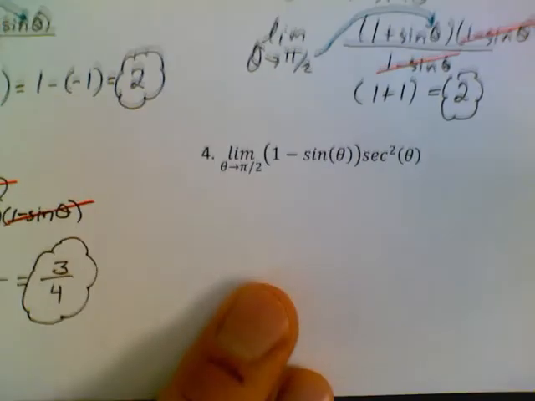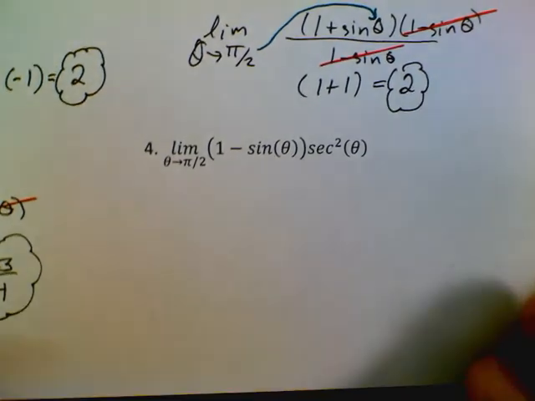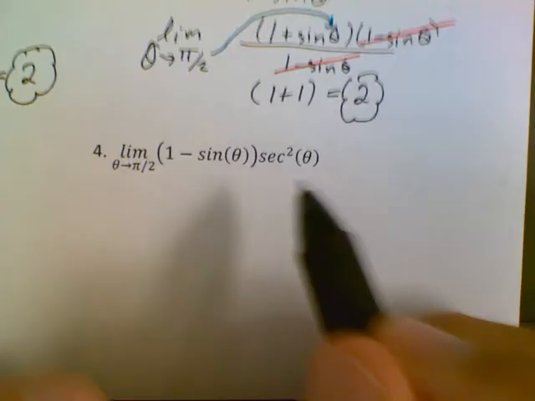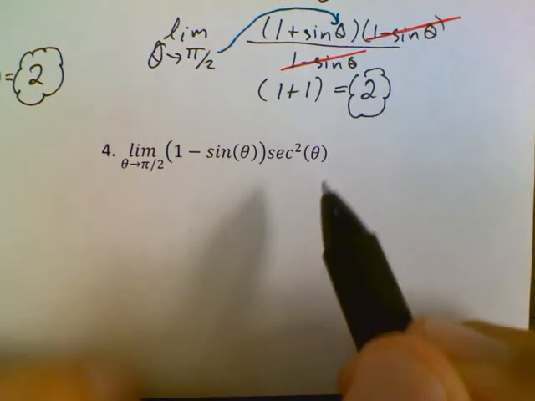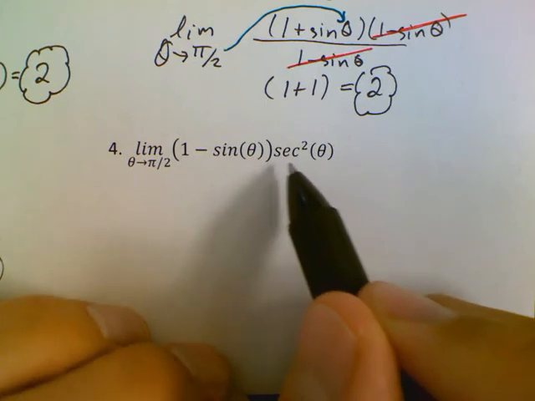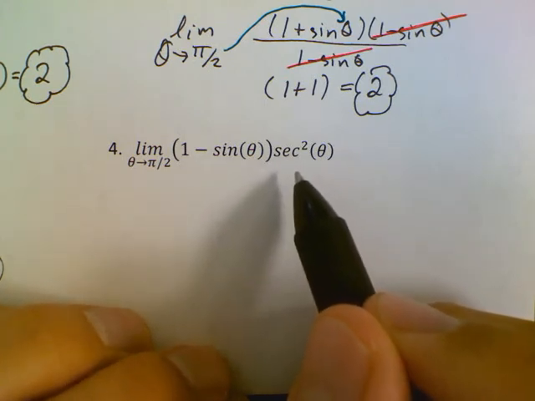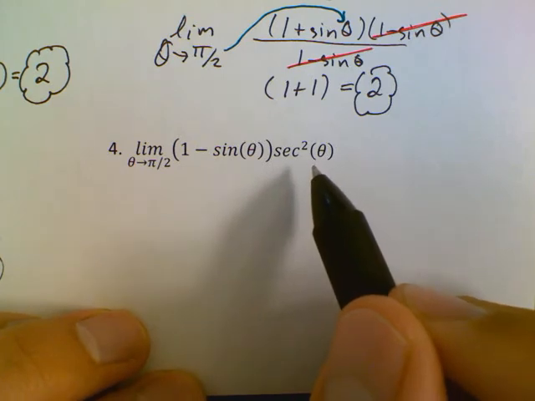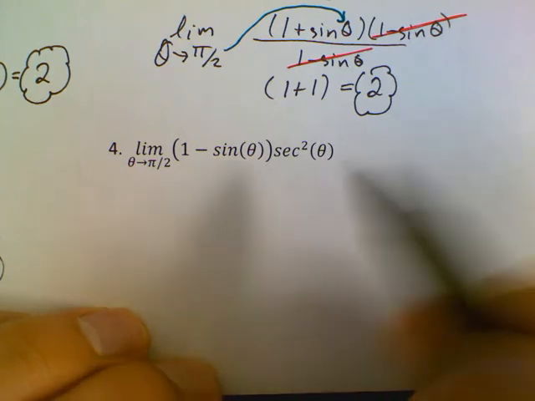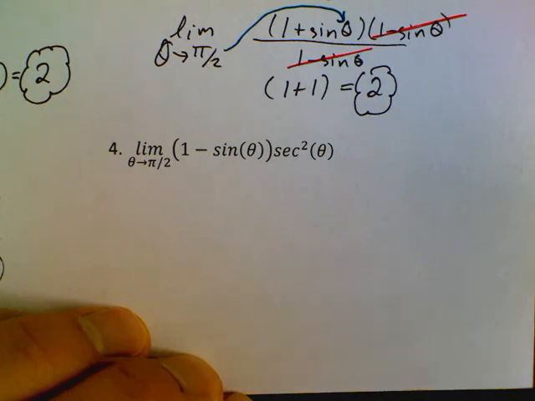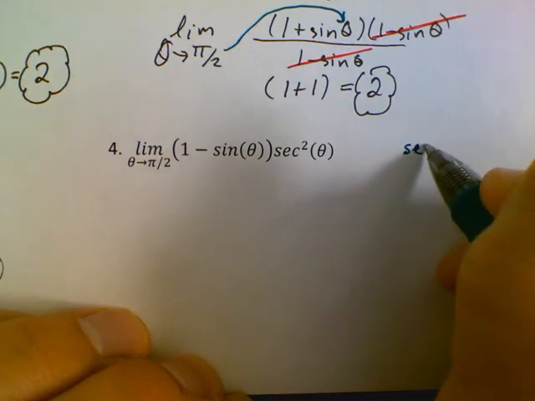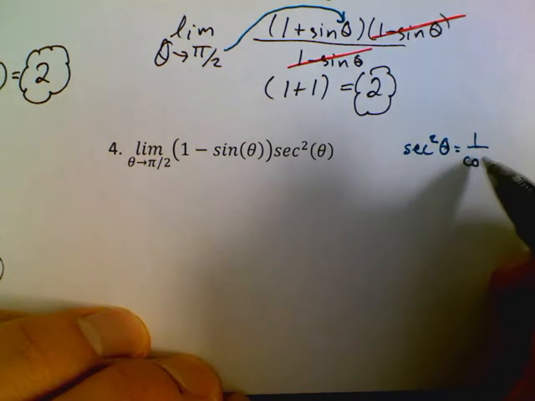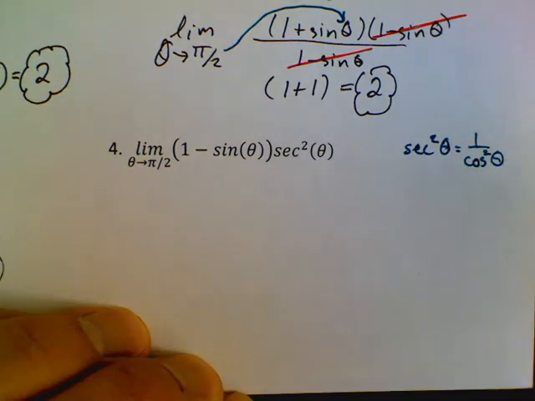So option 4, or number 4, example 4. We have this secant thing that has shown up. Now secant, though, is the same thing as 1 over cosine. So secant squared would just be 1 over cosine squared. So if we're using that rule, this problem actually looks very similar to our previous 3 questions.